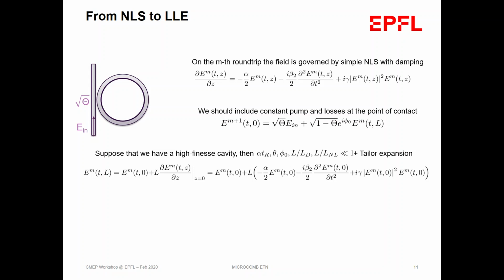Who can follow? What is the phi naught? Okay, we have alpha TR. Sure, you have some kind of acquired phase during the round trip, isn't it? Because your light actually propagated there, so you acquire a phase, and that just takes this into account.